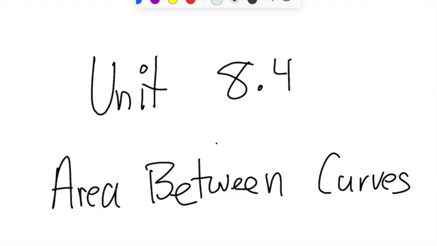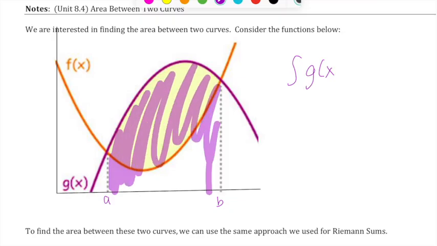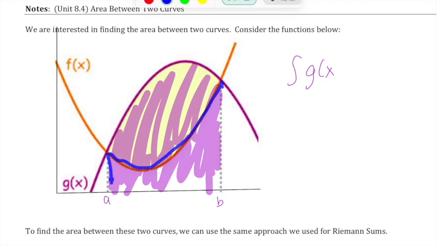Okay, this is unit 8.4, area between curves. So the idea of what we're going to do is find the area that's in between two curves, like you see here, bounded by g of x on top and f of x below. Now the whole idea is if we take the integral of g of x, that is all of this area here. But again, we want to subtract off this extra area, so we're left with the area between f of x and g of x.